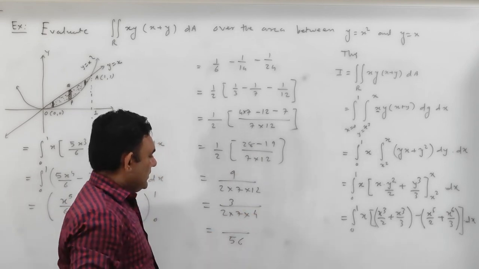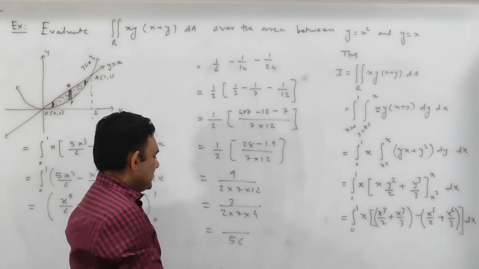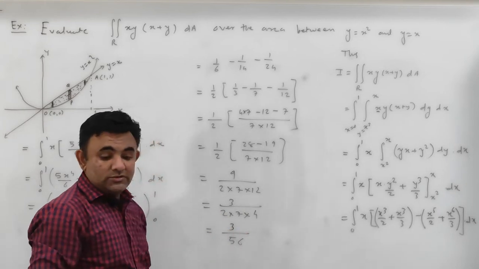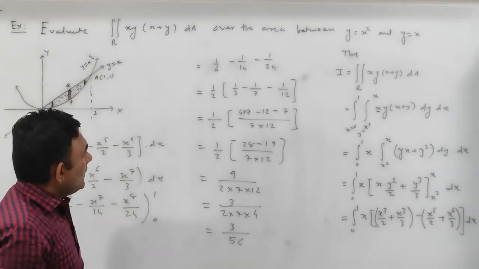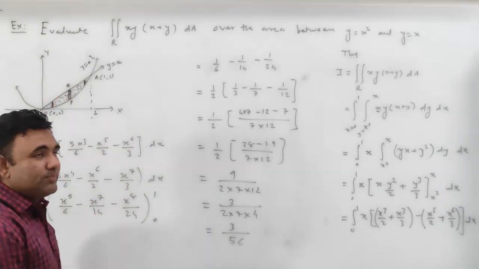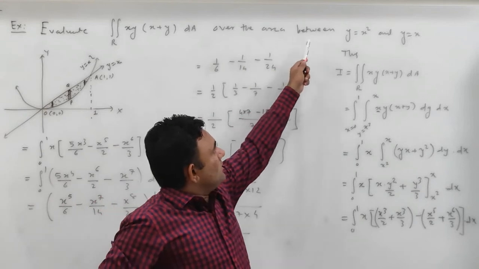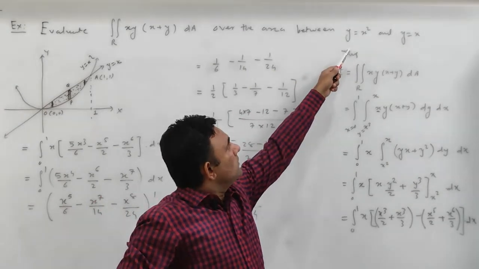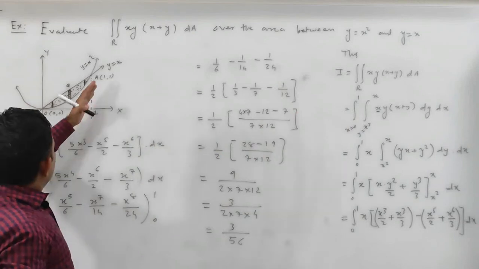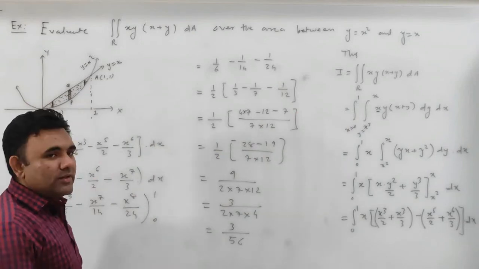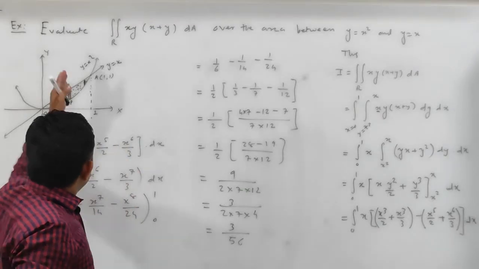7 for the 28, 2 are 56, 3 by 56. So 3 by 56 is my final answer. So again the problem is very simple. We just first sketch y is equal to x square, y equal to x, then we have this rough sketch and the region accordingly, and we have considered a vertical strip.